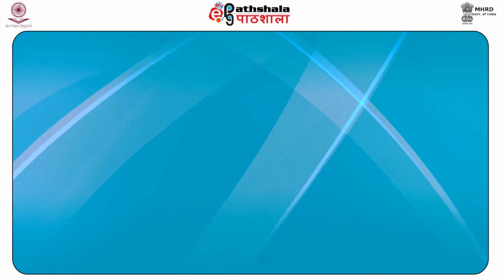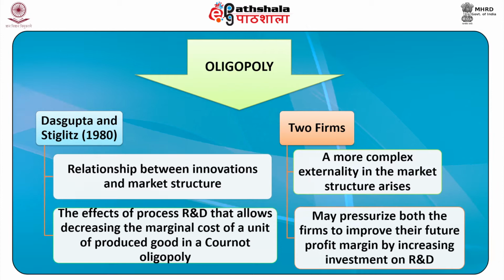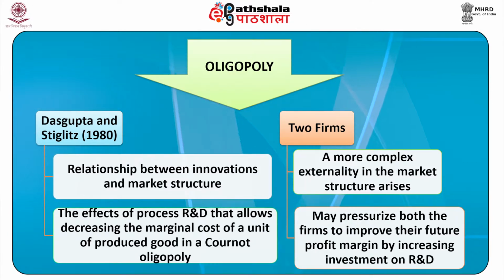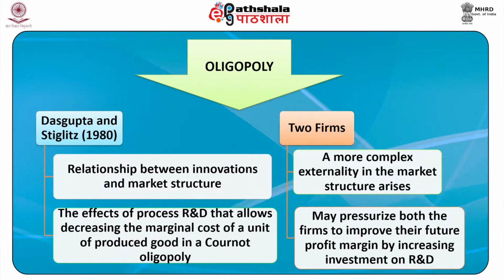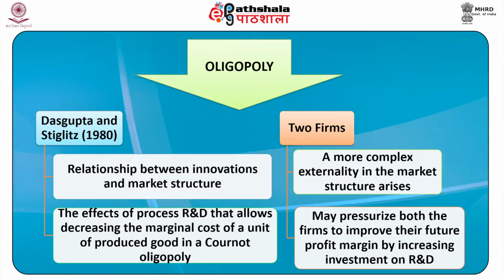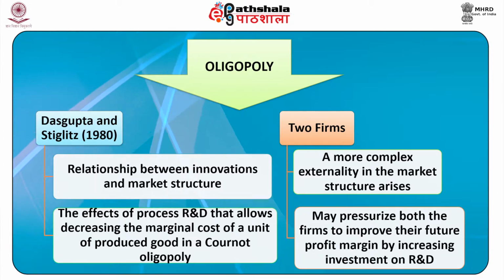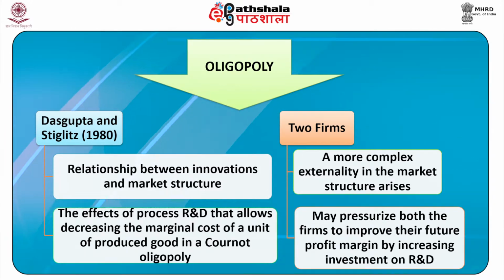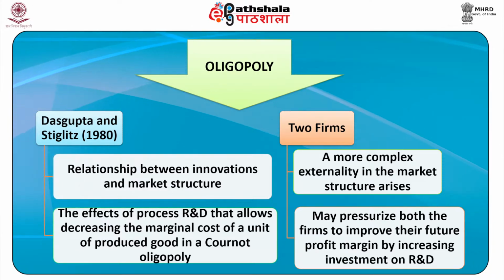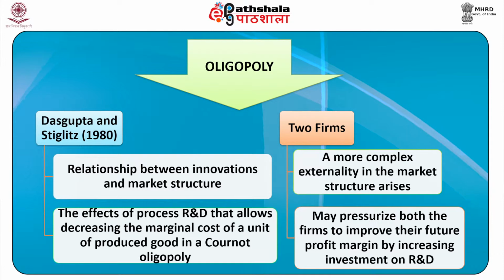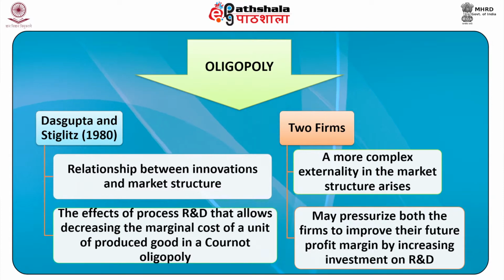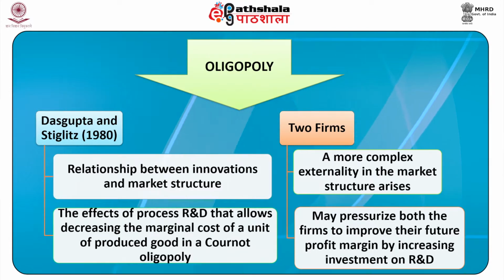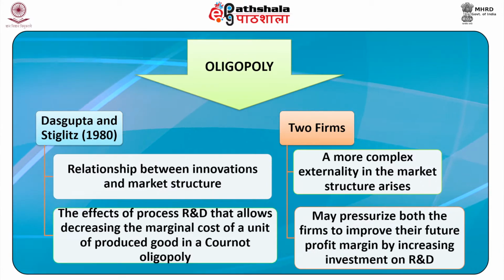Next, oligopoly. Dasgupta and Stiglitz, 1980, were the first economists who introduced the endogenous nature of the relationship between innovations and market structure. They consider the effects of process R&D that allows decreasing the marginal cost of a unit of produced good in a Cournot oligopoly. Research expenditure takes the form of fixed cost of production, and therefore this is the optimal choice of the firms, which plays the important role to create the barriers to entry and the number of competitors in the market.